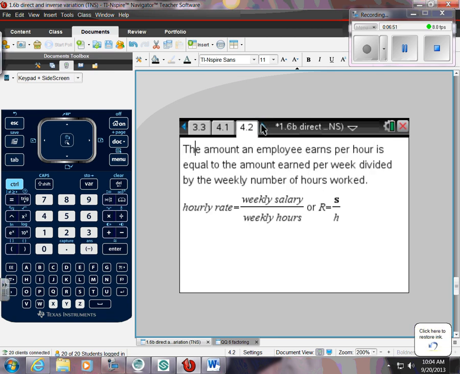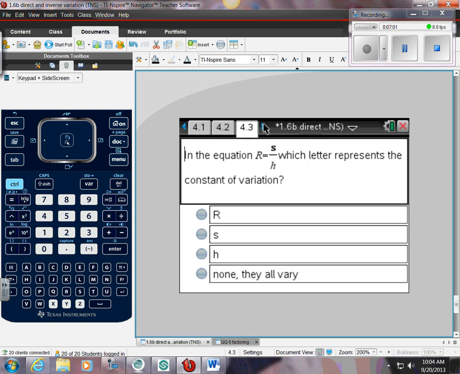Again, this is basically the same exact thing. I've got my weekly salary. I divide it by the number of hours I worked, figure out how much I actually earn per hour. So in the equation R equals S over H, which letter represents my constant variation? S, yeah. It doesn't matter what the variable is. It matters the position in which it fits in the formula.